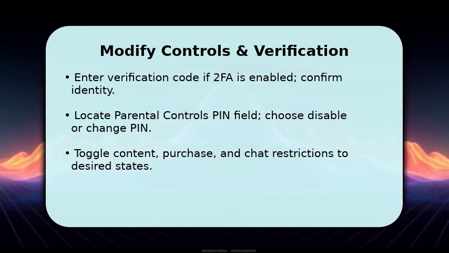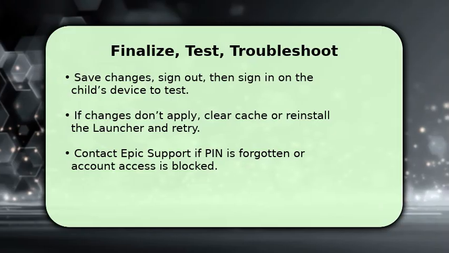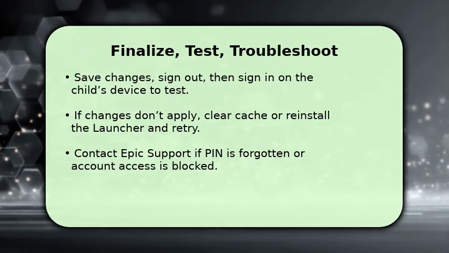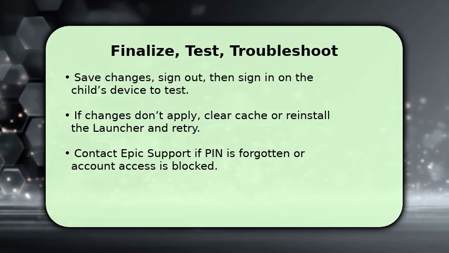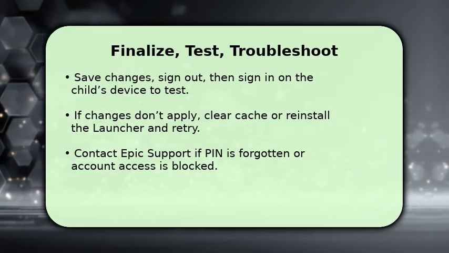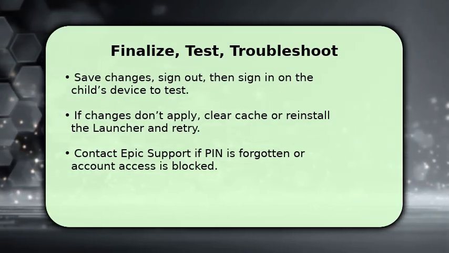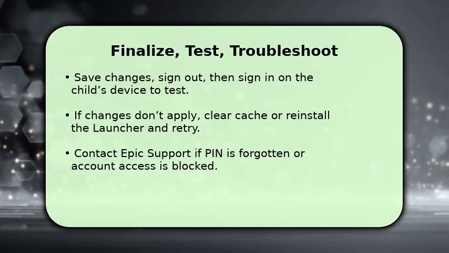Finish by saving every change and signing out, then sign back in on the child's device to confirm restrictions are lifted. If you still see controls, clear the app cache or reinstall the Epic Games launcher to force sync and make sure the child's device is online so settings update.